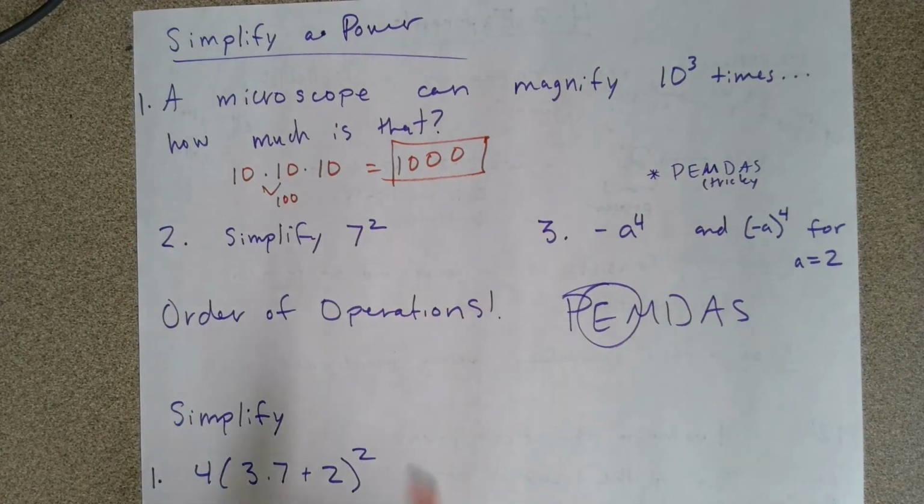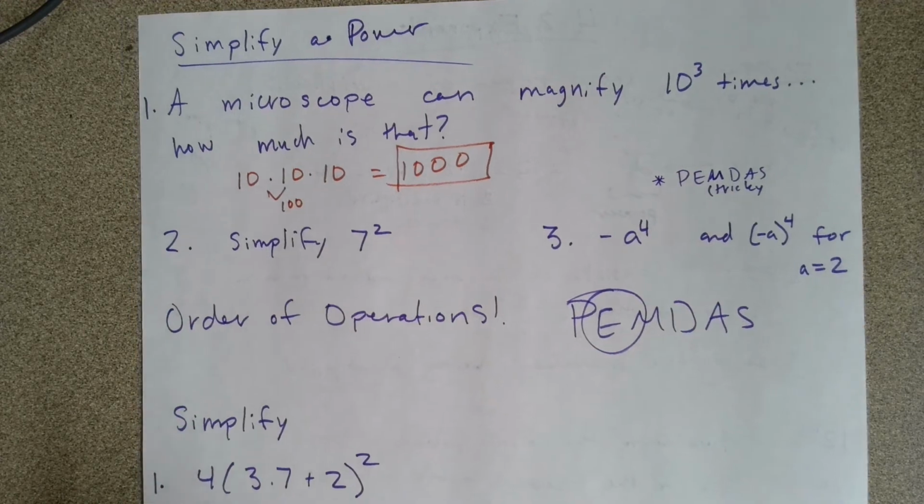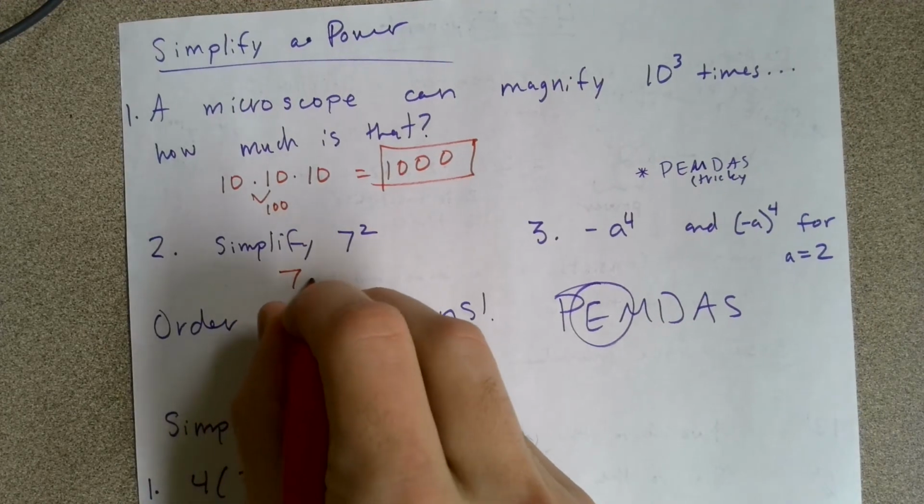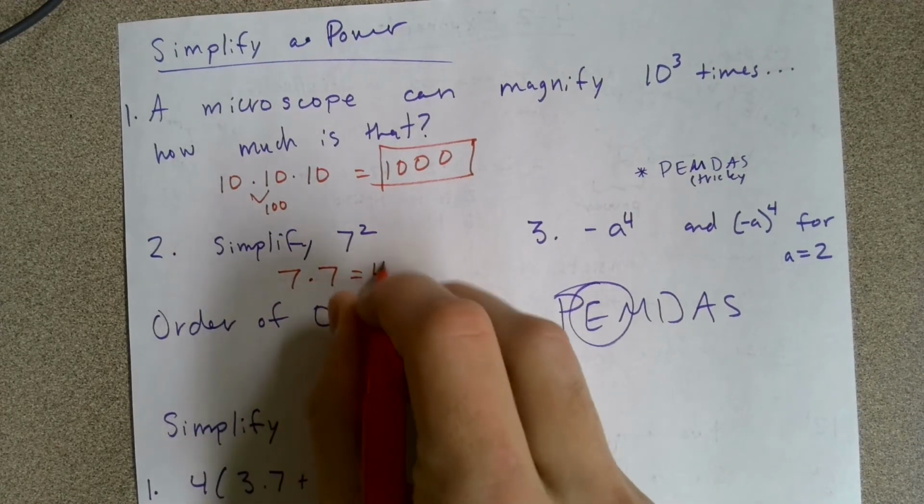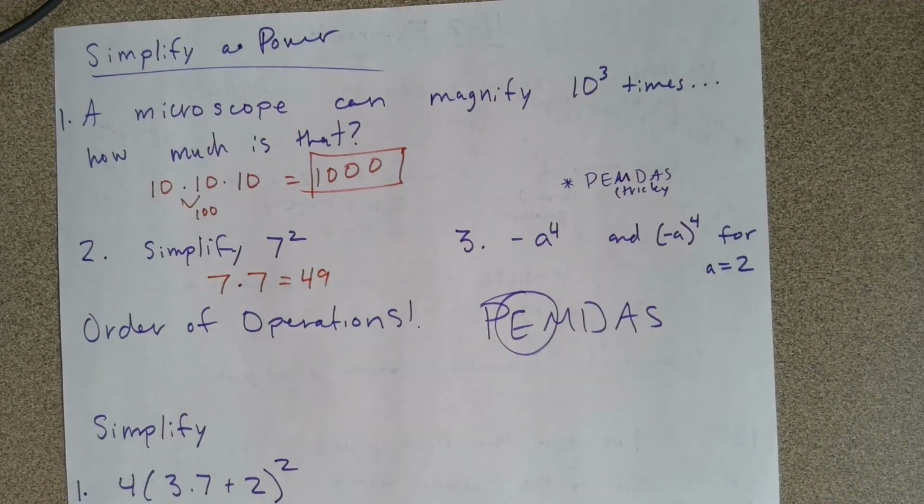All right, next one, they give us simplify 7 to the second power. What does that mean? That means we're going to do 7 times itself 2 times. We know how to do that. Easy peasy.